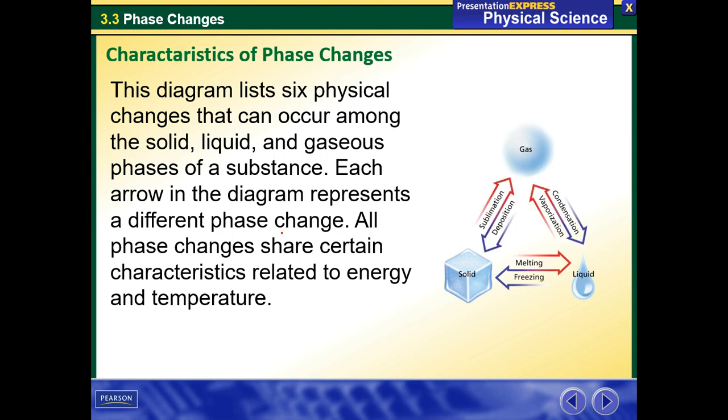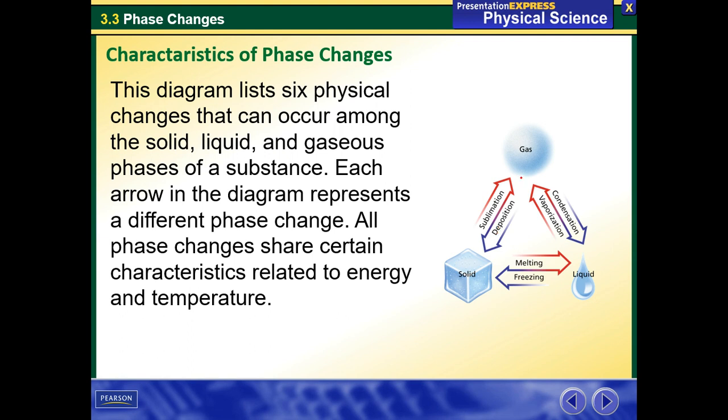So here are our 3 different states of matter. Again, we have solid, liquid, and a gas. And here are 6 different types of phase changes. Again, we're going to talk about melting and freezing tomorrow being opposite of each other, condensation and vaporization being opposite of one another, and sublimation and deposition being opposite of one another.